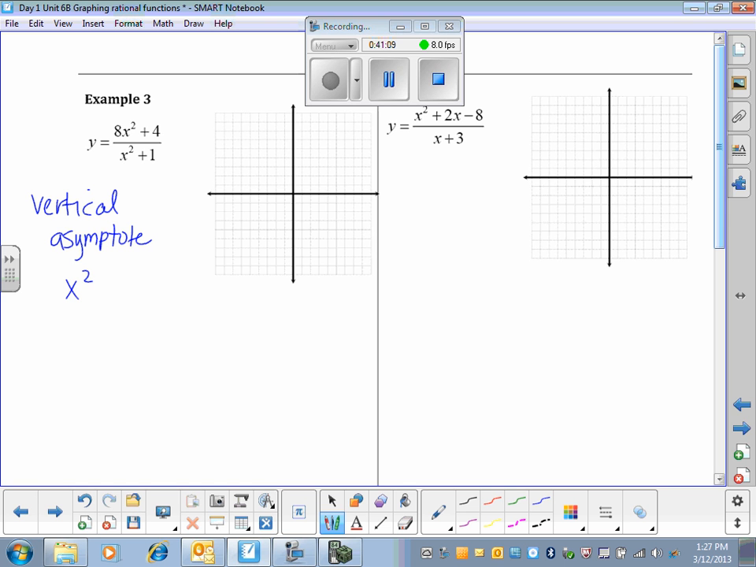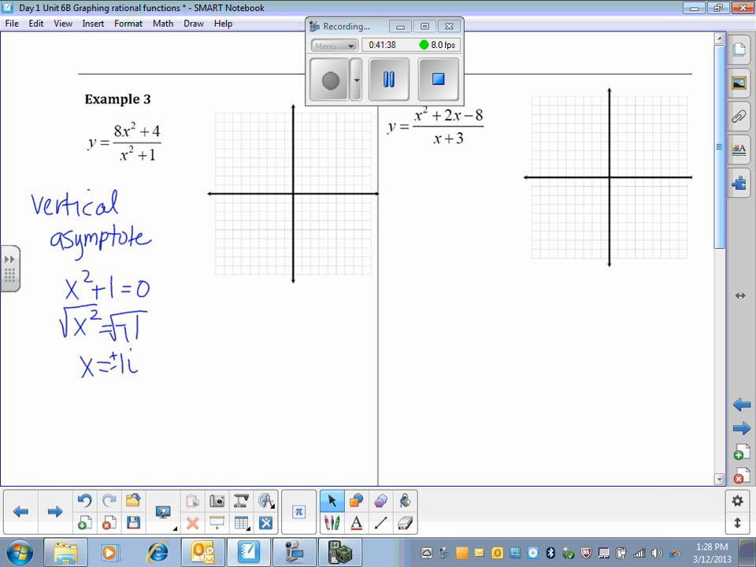Yeah, so x squared plus 1 equals 0, right? And then I get x squared equals negative 1. What kind of number do I get here, you guys? Imaginary, good. So you get x equals plus or minus 1i. For asymptotes, they have to be real. So in this case, there are no vertical asymptotes. There will be a horizontal asymptote though.